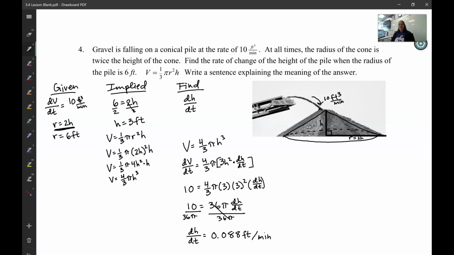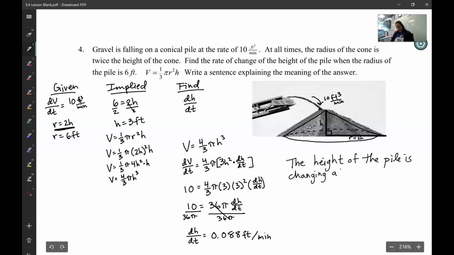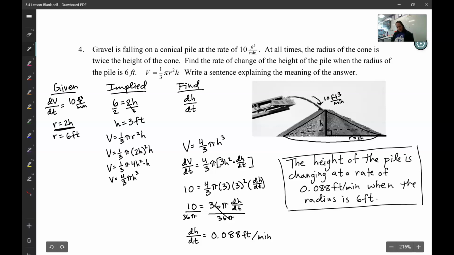I still need my sentence. So we're going to say the height of the pile is changing at a rate of 0.088 feet per minute when the radius is 6 feet. We're specifying at what point in time this rate applies.